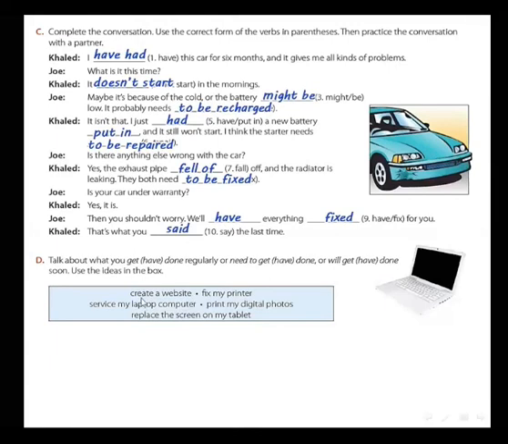Create a website. How can you use this structure with create a website? We can say, I need to have a website created. Need to have plus past participle. And fix my printer. Yes. Who can say the answer? I have to have my printer fixed.